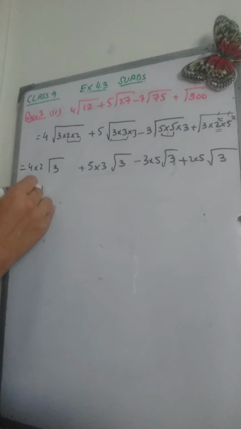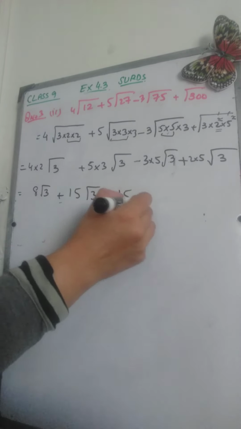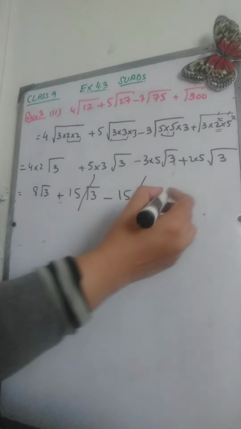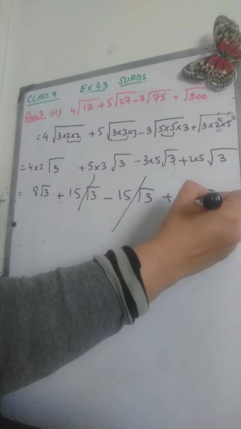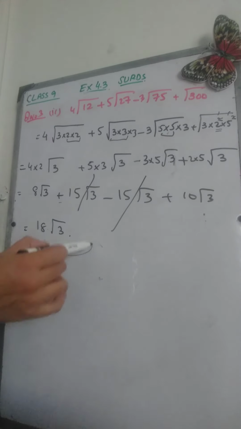2 4s are 8 under root 3, plus 15 under root 3 minus 15 under root 3, and this will be cancelled out, plus 10 under root 3. Now 8 under root 3 plus 10 under root 3 will give us a total of 18 under root 3. Okay, and this will solve the question. Now let's move to the next question.